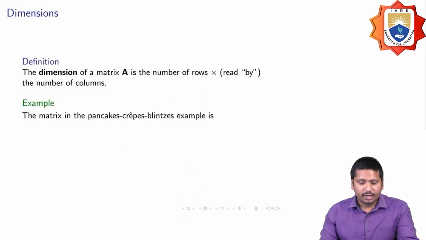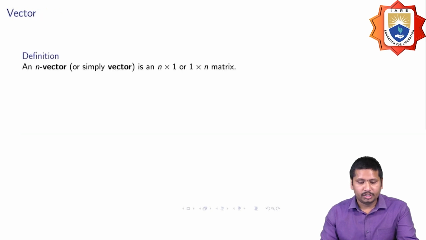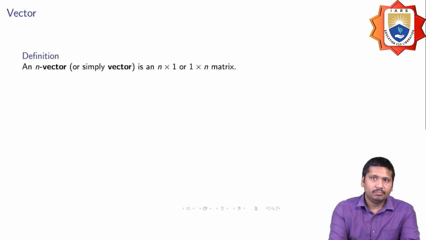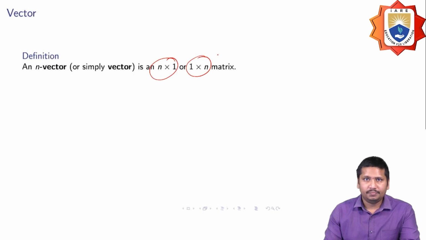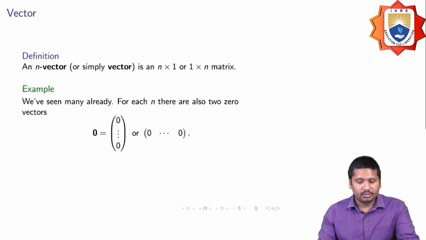And suppose if we take an example, a matrix of size 5 by 3, and another matrix of size 9 by 9, and like this the order is also important here. And the next one is the vector. So the definition: an n-vector or simple vector is an n by 1 or 1 by n matrix. So the vector is shown in the form of an n by 1 or 1 by n matrix.